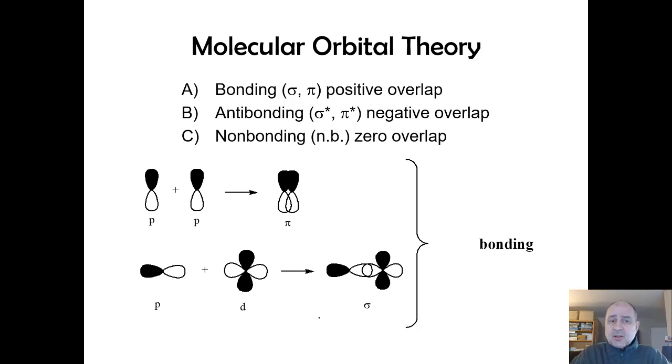So there are 3 possibilities for MO theory. One is bonding, and it's essentially the same thing that we do for valence bond theory. If we have direct overlap, whether it's side by side pi, or direct overlap, as we see here between this p and this d orbital, that leads to bonding and lowering of the energy of the molecular orbital. But we also have 2 other scenarios. We have anti-bonding and non-bonding.